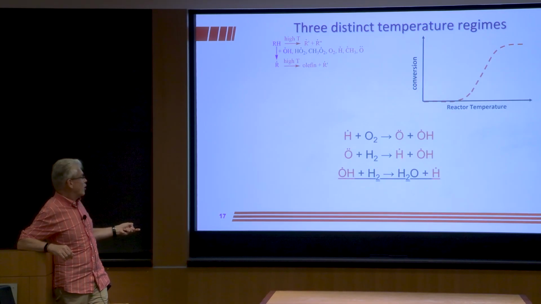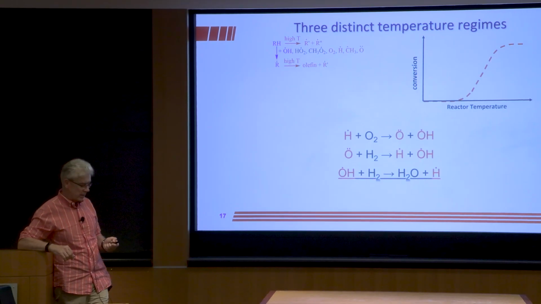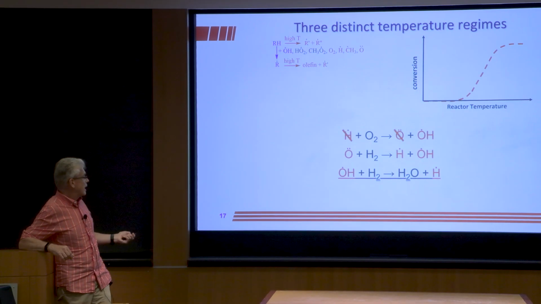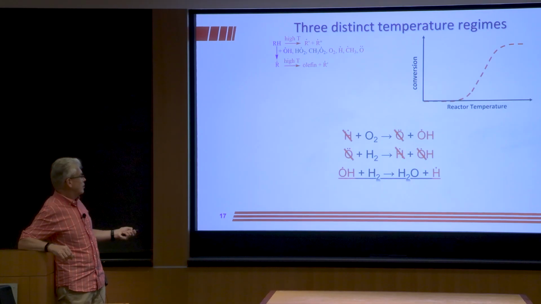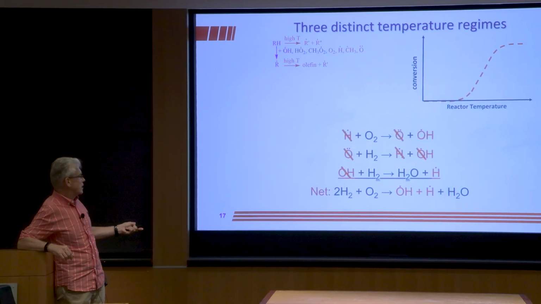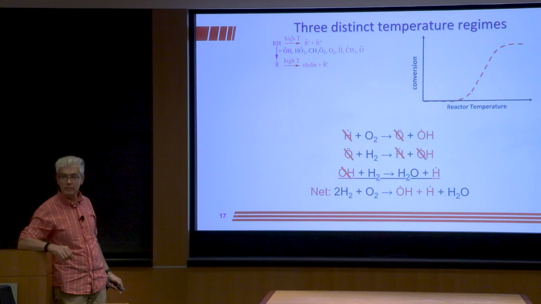And then the OH that's formed in both, that's available, reacts with O2 to give water plus H, right? So if we go through it and look at the net effect, we have H used here, but it's generated here. We have O generated here, but it's used here. We have OH generated here, but it's used here. The net effect is 2H2 plus O2 gives us H plus OH plus water, right?